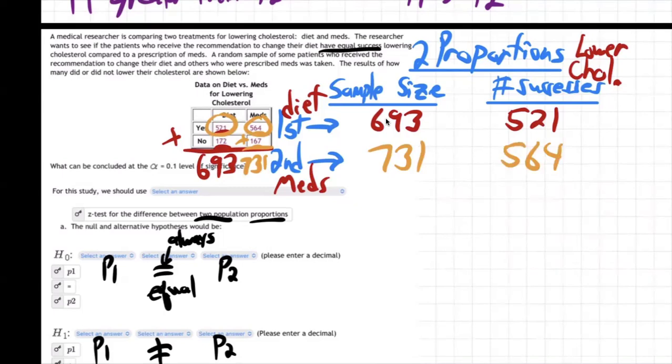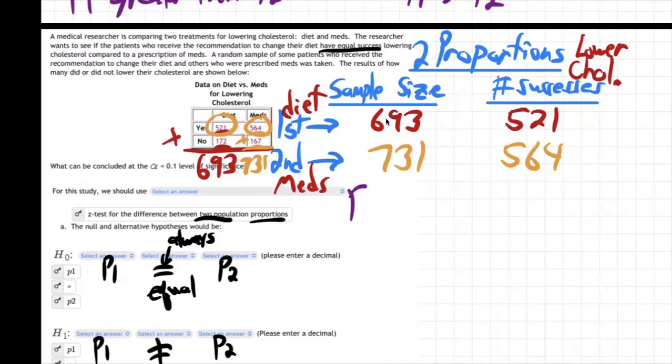See how I'm coming up with those numbers? Again, sample size is the total number in the sample. For the diet group, add up the two diet numbers, 693. For the meds group, add up the two med numbers, 731. Number successful is how many did lower their cholesterol. That's both the yeses. Yes, they lowered their cholesterol. It's the 521 and the 564. Put those in the calculator. I'll show it in just a minute.